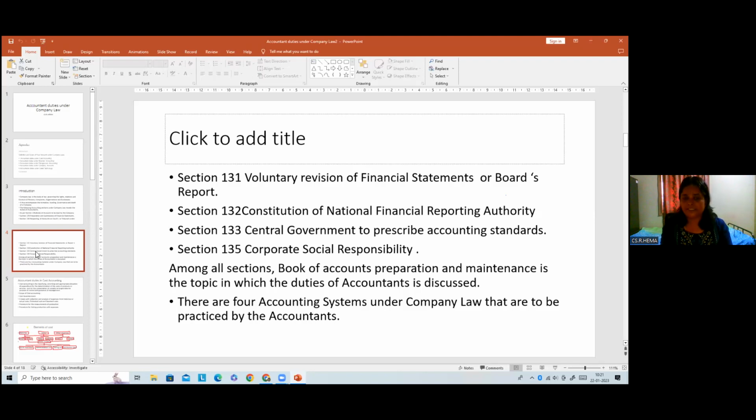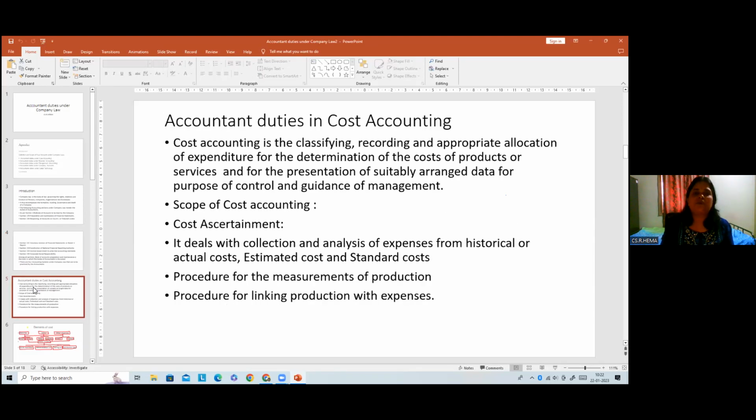So among all sections, book of accounts preparation and maintenance is the topic, where the duties of an accountant are discussed. Sections 128 and 129 are the important sections you are going to work with. There are 4 accounting systems under company law that are to be practiced by accountants. First, we are seeing cost accounting.